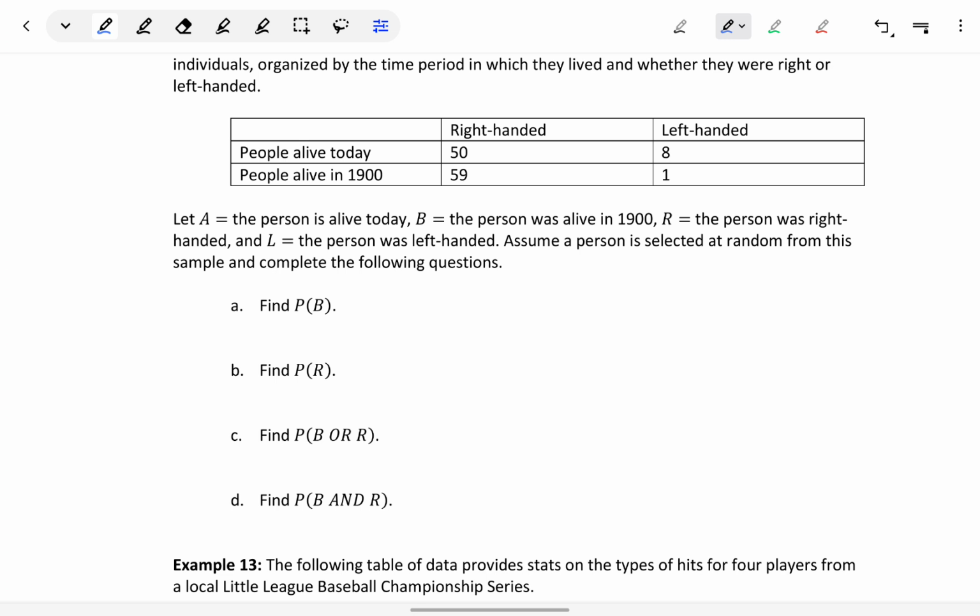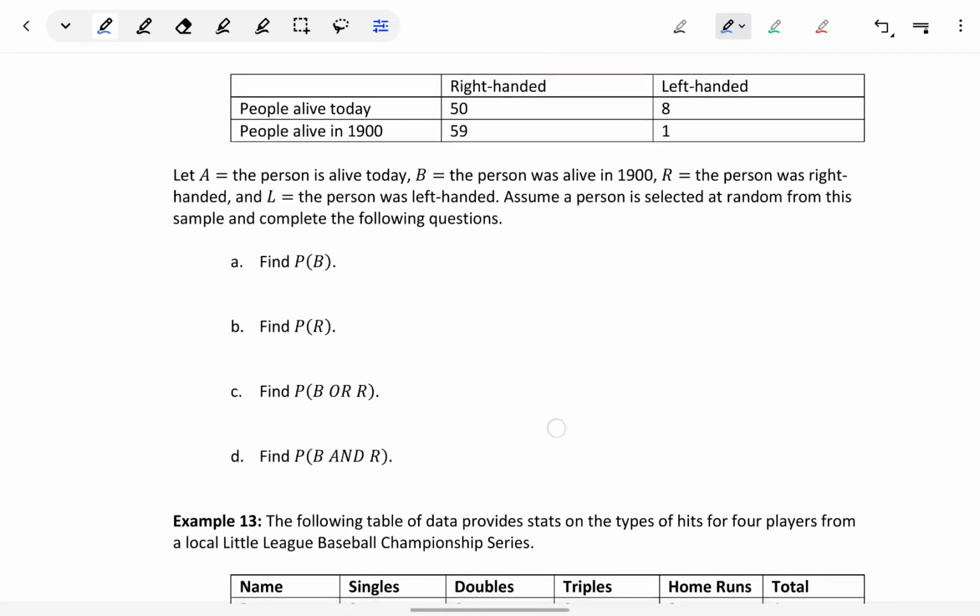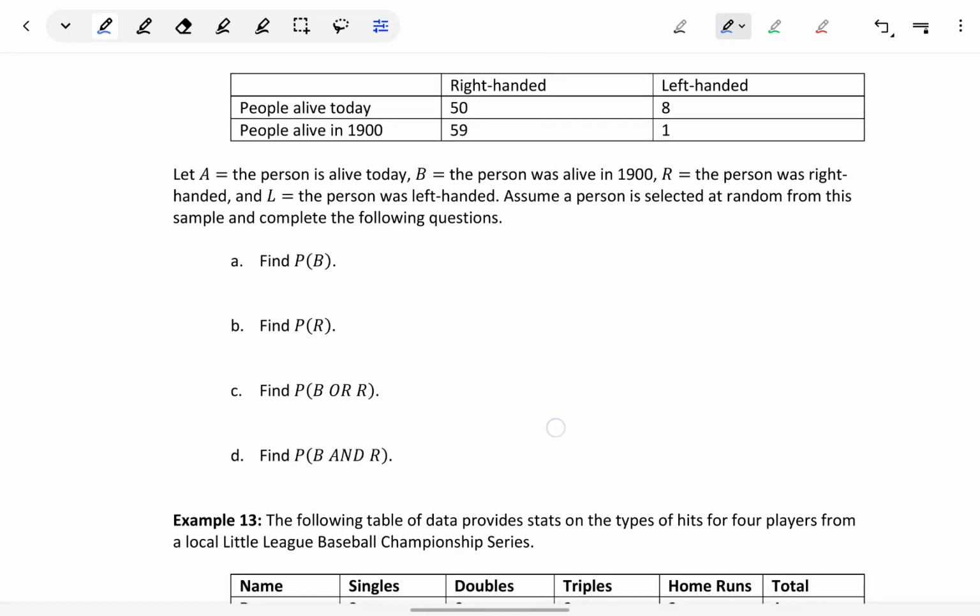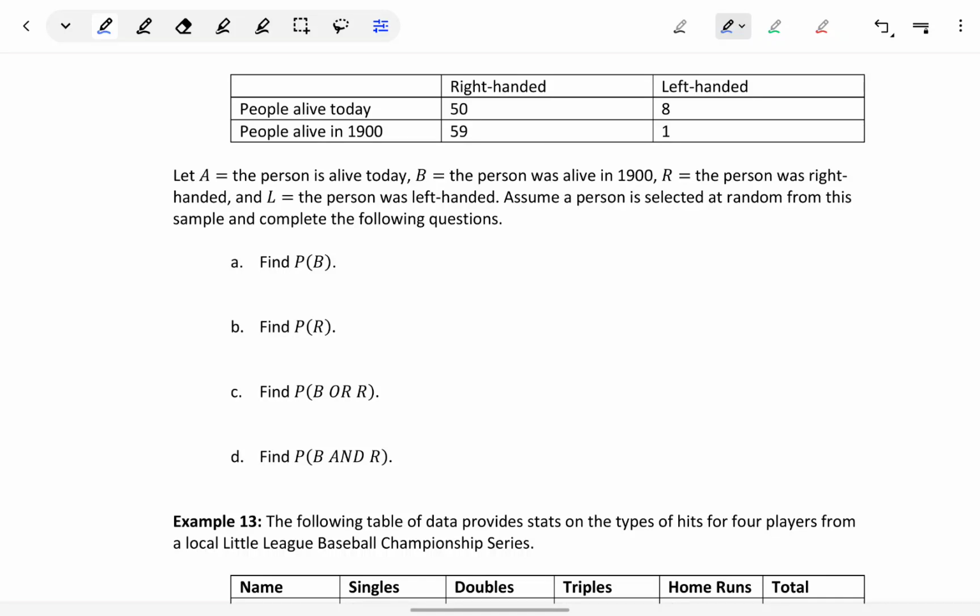If we let event A equal the person is alive today, and B equal the person was alive in 1900, R equals the person was right-handed, and L equal the person was left-handed. And if we assume a person is selected at random from this sample, then we want to complete the following questions. We want to find the probability of B, which means we want to find the probability that someone was alive in 1900. We'll just use P of 1900 as a shorthand there.